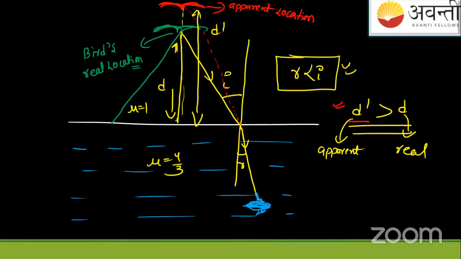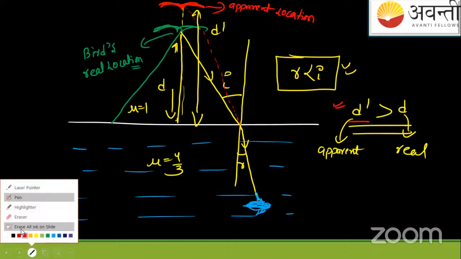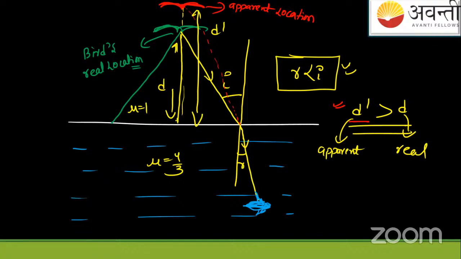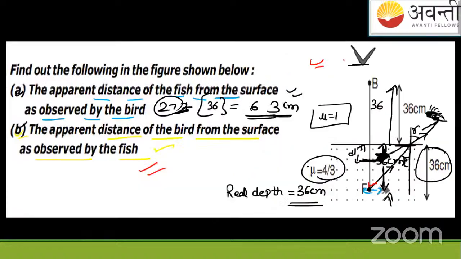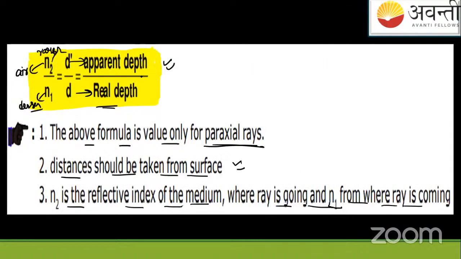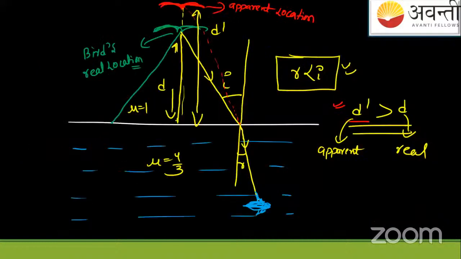Again, nothing more to do, you just have to interchange the refractive indices of the mediums individually. Initially how much was it? N2 upon N1. We were writing there N2 for the rarer medium. Now change this, because the medium is changed. Now we are solving this question with respect to the fish. Initially we were solving this question with respect to the bird.